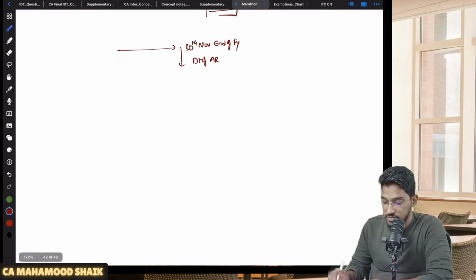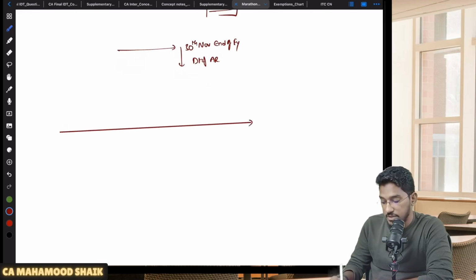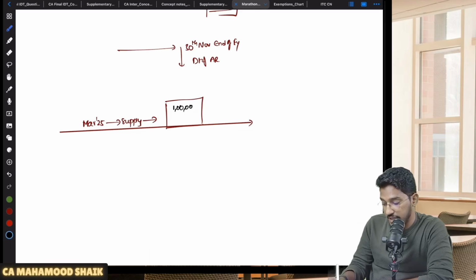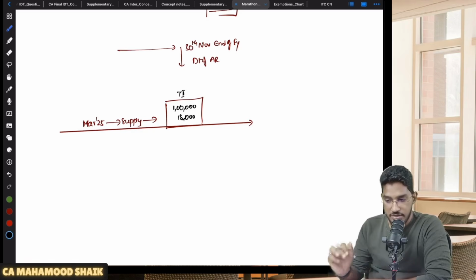Okay. Now I will give you one scenario. Let us say, for example, in the month of March 2025, I made an original supply. And in the month of March, I have given a tax invoice. Listen carefully. I have given a tax invoice amounting to 1 lakh rupees, with 18,000 rupees of GST. This is the tax invoice. The supply has happened in March and I have given the tax invoice in March.